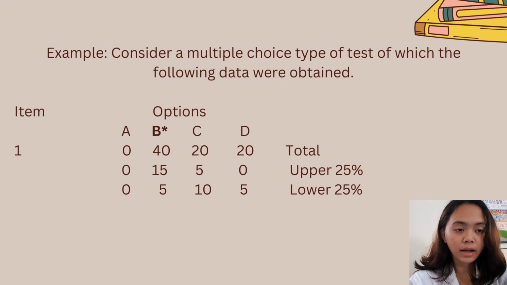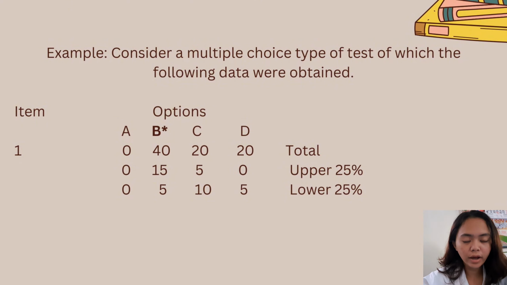correct answers, and the lower 25% got 5. 5 students got the item correct. So, option C has a total of 20 and the upper 25% got 5. The lower 25% is 10. And the next option has a total of 20 students and the upper 25% got 0 and the lower 25% got 5. And the correct response is option B.